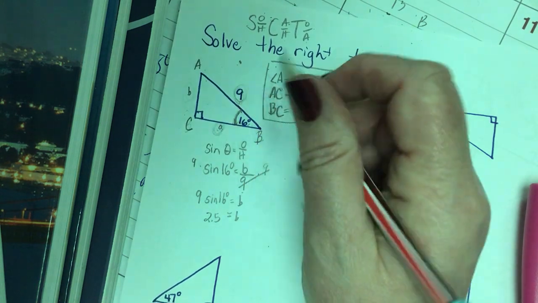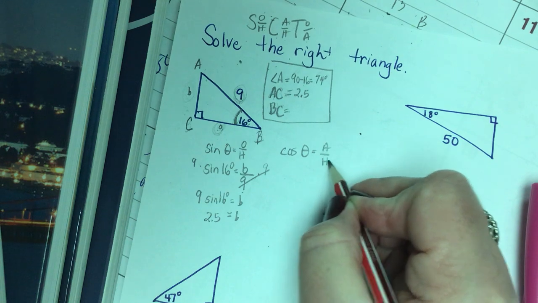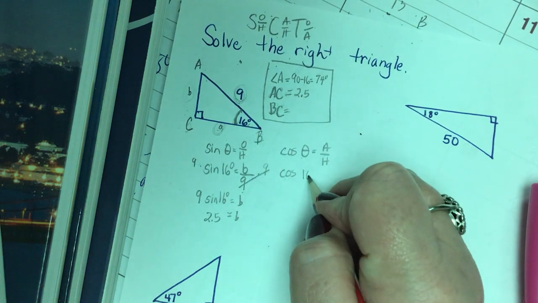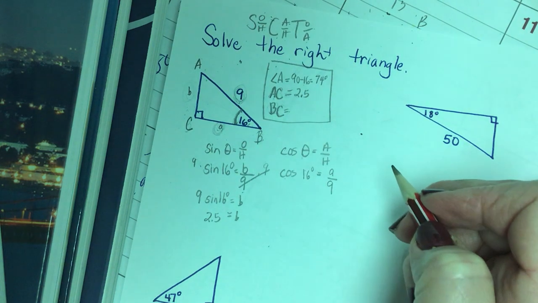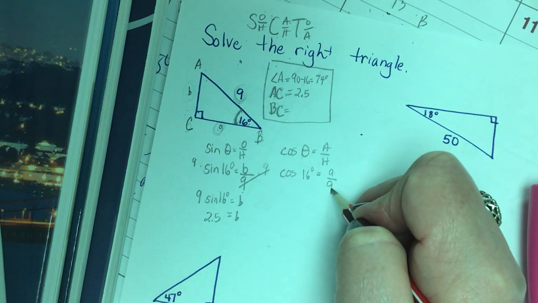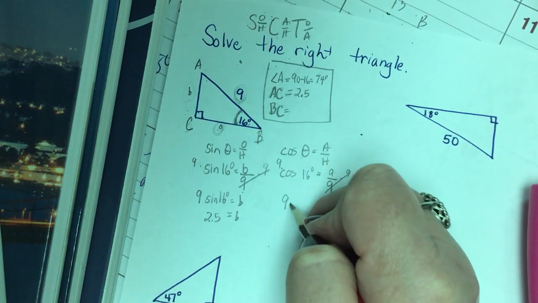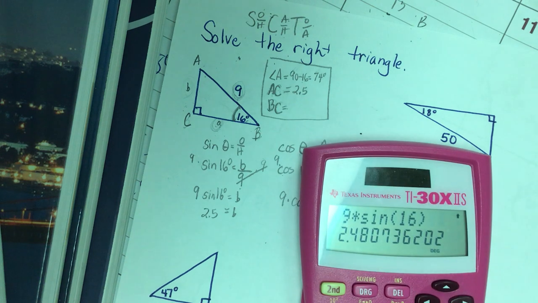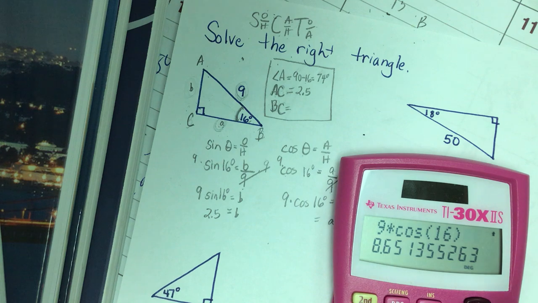So this is adjacent over hypotenuse, which is cosine. Cosine of theta equals adjacent over hypotenuse. Fill in what you know. Cosine, do you know the angle measure? Yes, 16 degrees, equals adjacent over hypotenuse. Adjacent is A, the hypotenuse is 9. Get rid of dividing by 9 by multiplying by 9. So 9 times the cosine of 16 degrees equals A. Grab your calculator. 9 times cosine 16 is 8.7.